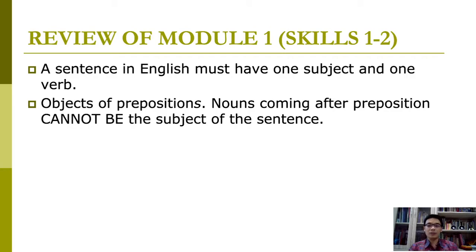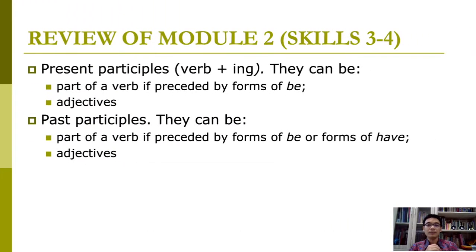Now let's move on to Module 2, Skills 3 and 4. In Skill 3, we learned about present participles, or verb plus ing. You have to remember that present participles can be part of the verb if preceded by forms of be. Okay, is, am, are, was, were, plus verb ing. Okay, they are verbs. But they can also be adjectives.